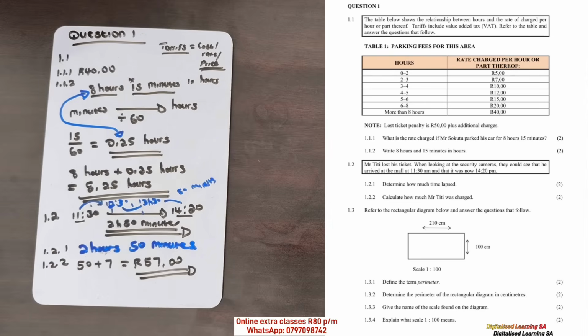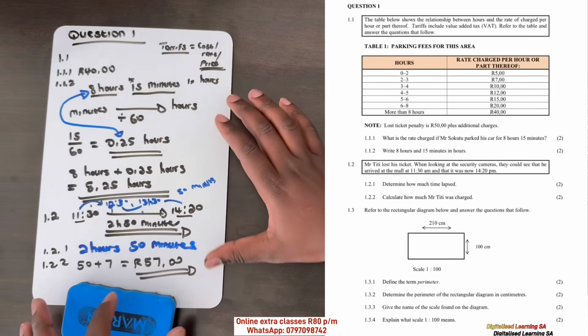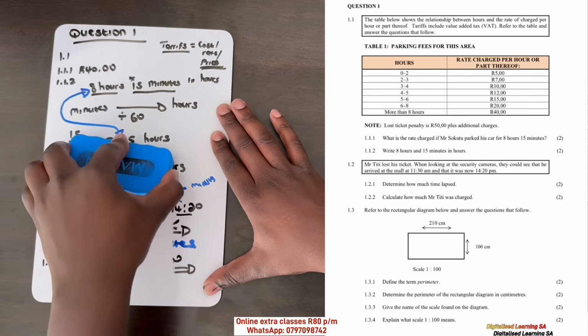Okay, so now let's move to the next set of questions, which is question 1.3. So now let's start by creating a bit of space.